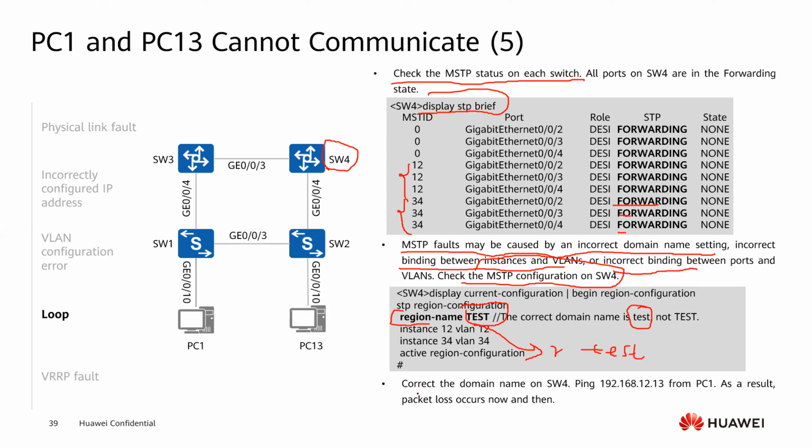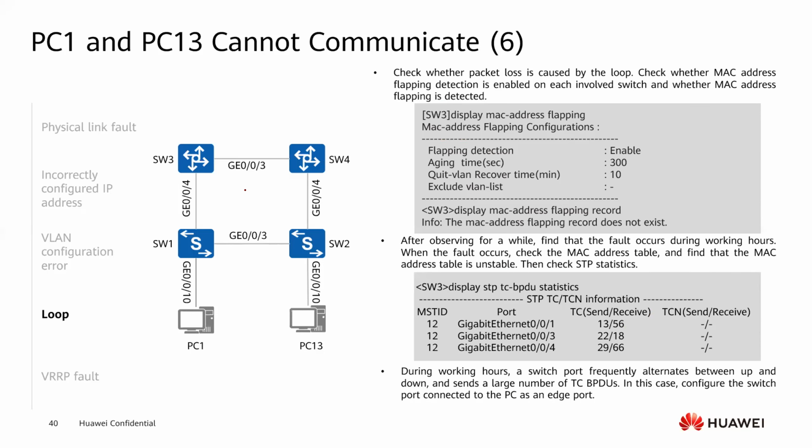After we correct the MSTP configuration, we check again and still find the problem. As a result, packet loss occurs now and then. Then we may think maybe MAC address flapping occurs. We use the display mac-address flapping command. You can see the flapping MAC record doesn't exist.